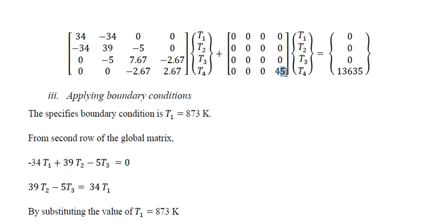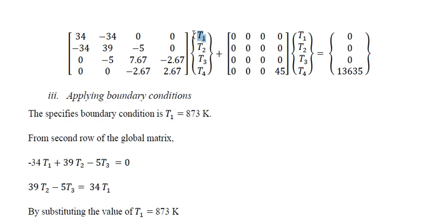2.67 can be directly added with 45, and the temperature can be found. Now that will be 47.67 for this K44 term. Now which temperature is given? T1 is given.